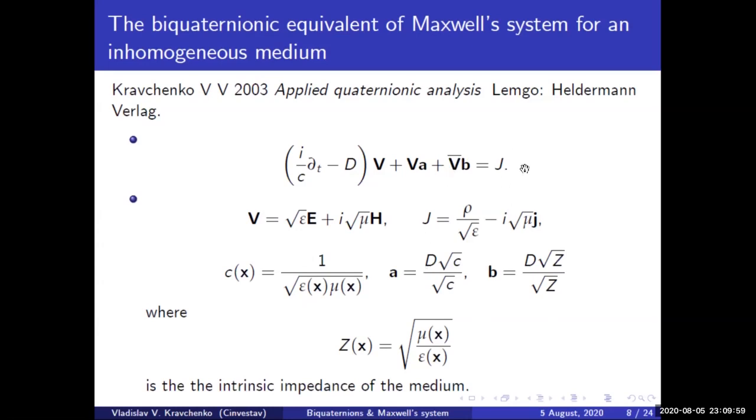Here, this V bar means the complex conjugation. And J has such a form where, again, the charge density and the currents in the medium appear, but multiplied by these functions, epsilon and mu. So in fact, this is a very nice biquaternionic equation, and this is what the whole Maxwell system for inhomogeneous media looks like.